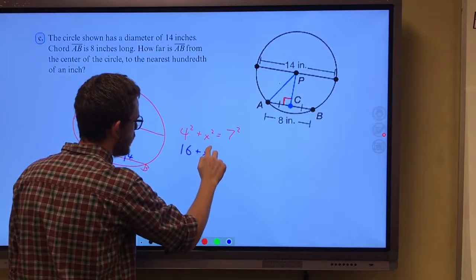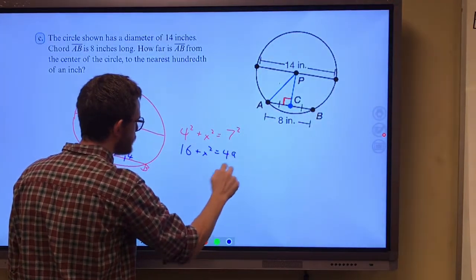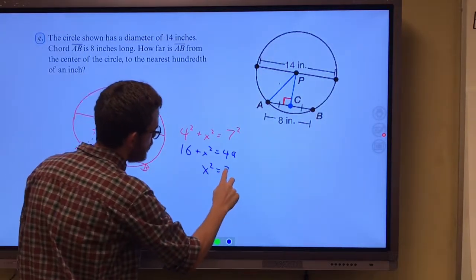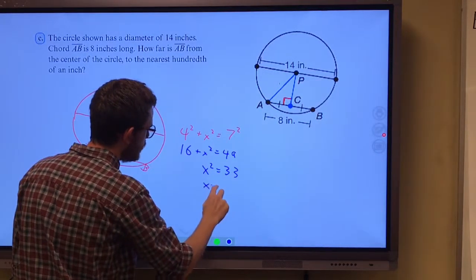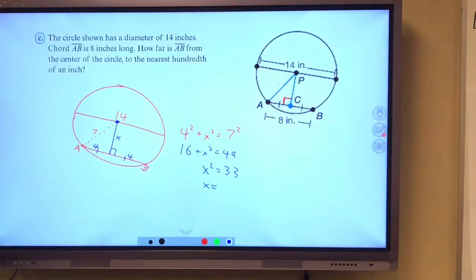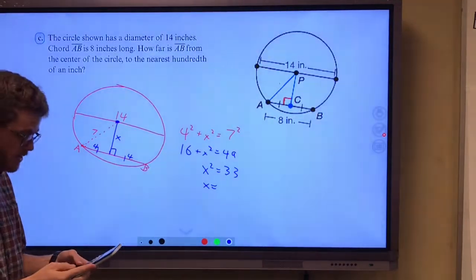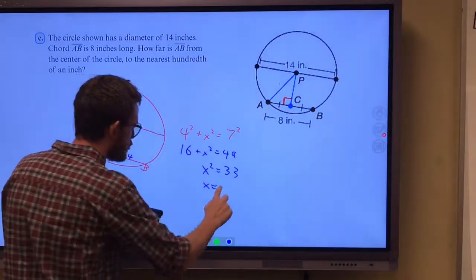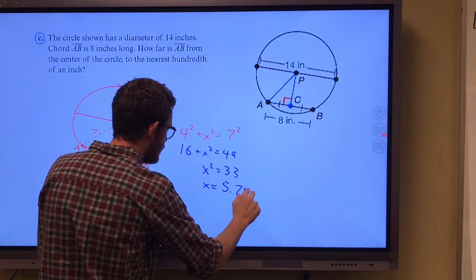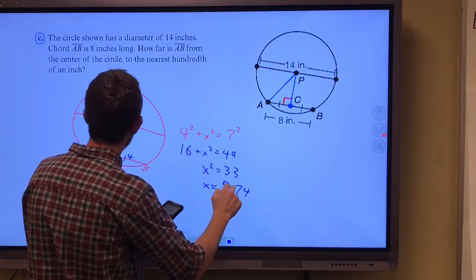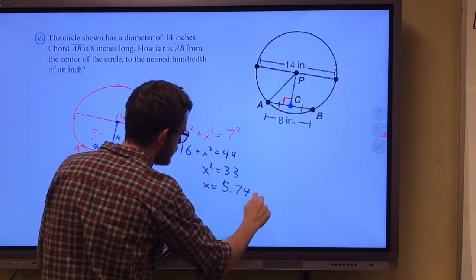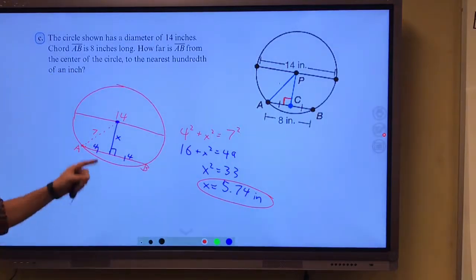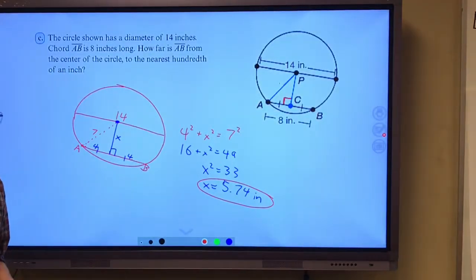16 plus x squared equals 49. X squared is equal to 33. When we take the square root of that, we want to round to the nearest hundredth of an inch. So the square root of 33 rounded to the nearest hundredth would be 5.74. And we're talking about inches. So that is the distance to the center of the circle. That is the x value.